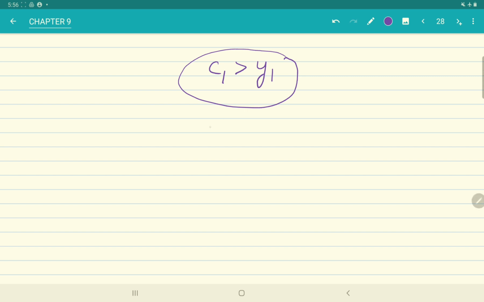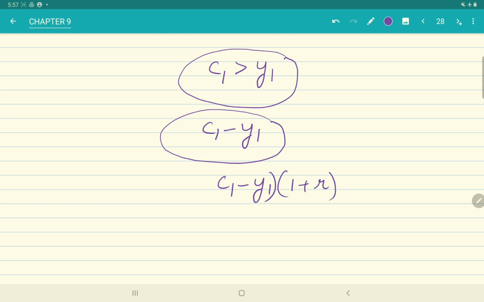If her current consumption is more than her current income, that means she is going to borrow. And what is it that she's going to borrow? She's going to borrow this much. Once she has repaid this loan amount with interest charged at rate R, what is it that she has to repay in the future? She has to repay this much.